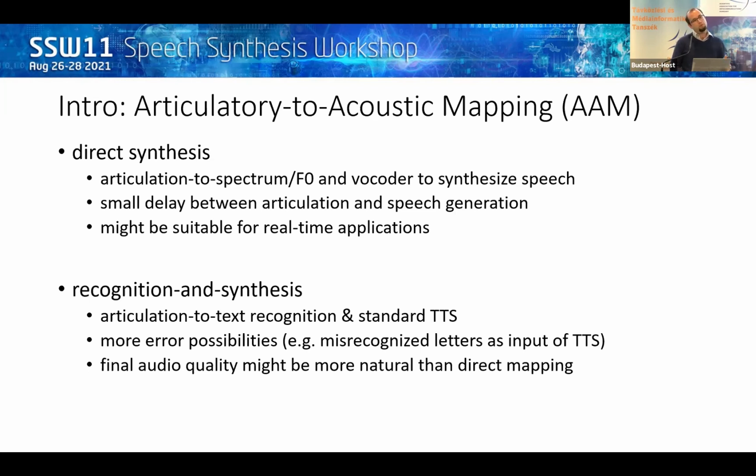There is also another approach for articulatory-to-acoustic mapping, which is the recognition and synthesis approach. Here, the idea is that first we are recognizing the textual content from the articulation, and after that we can use a standard TTS to synthesize the speech. The disadvantage is that there might be more error possibilities. For example, there might be misrecognized letters, which, if they are there at the input of the TTS, can cause some trouble. But on the other hand, the big advantage is that the final audio quality might be much more natural because we have a regular text-to-speech at the output.